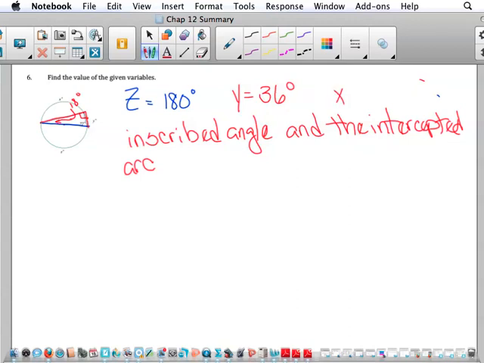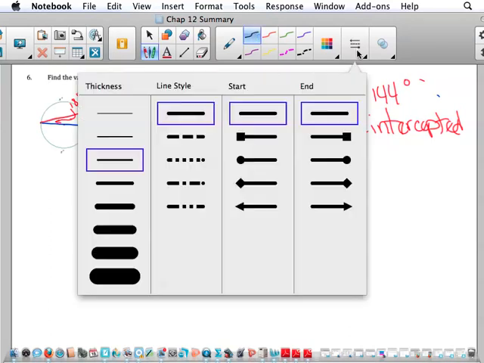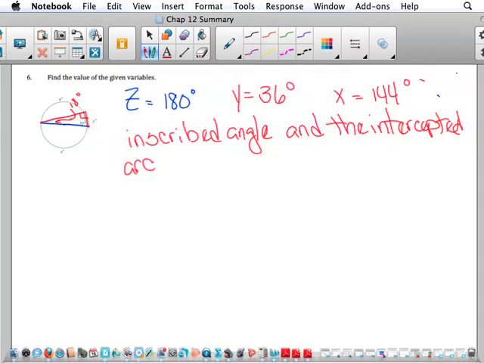You know that there are 360 degrees in the whole circle, 180 degrees in half a circle. So if you take 180 minus 36, you get that x is equal to 144 degrees. Okay, these are just like puzzles. As soon as you find something out, you should write it on the picture because it will help you find another piece on the picture.